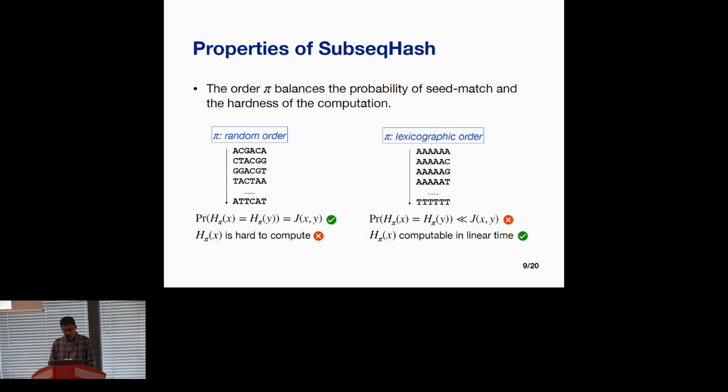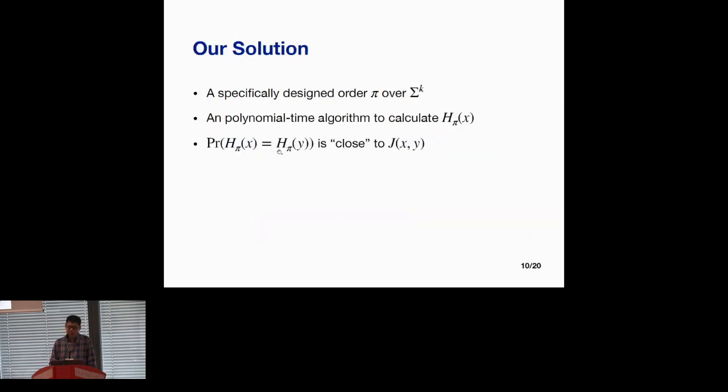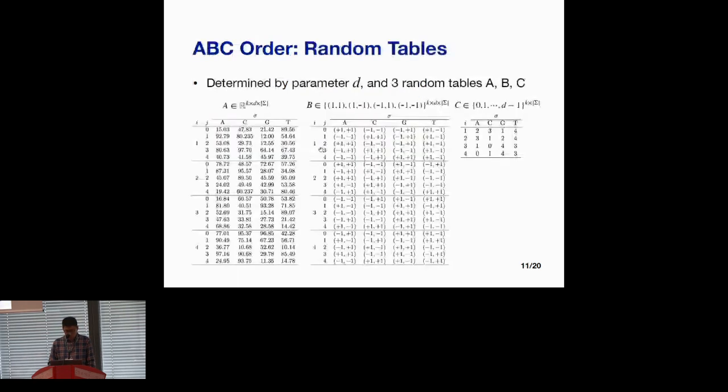So actually, we have a solution that can achieve both. We design a specific order, not random, not lexicographic order, but some other order over all the length k strings. And we show that a polynomial time algorithm can be designed under this particular order pi. We also show experimentally that the probability of hash collision is close to the Jaccard. So let's see the order. We call it ABC order.